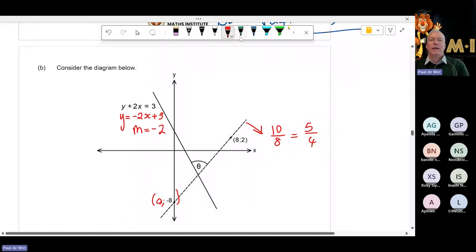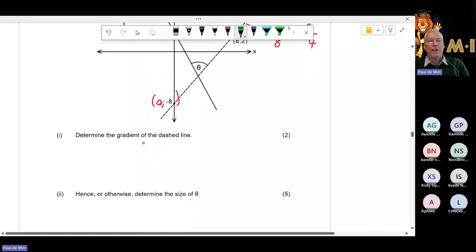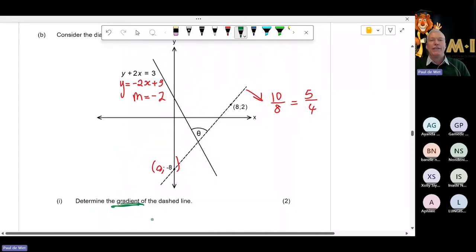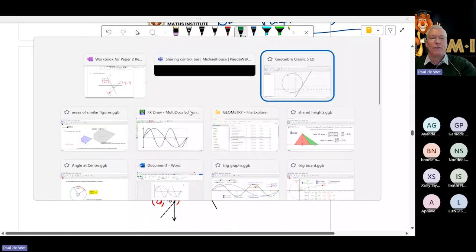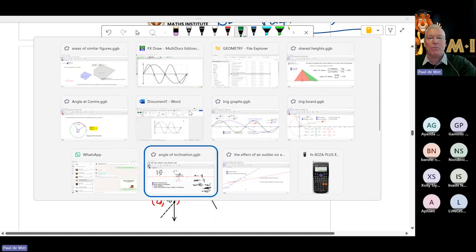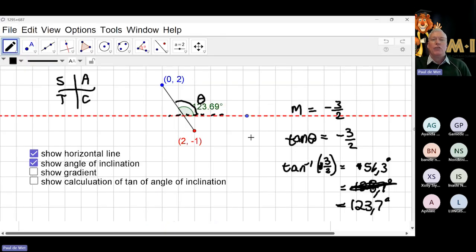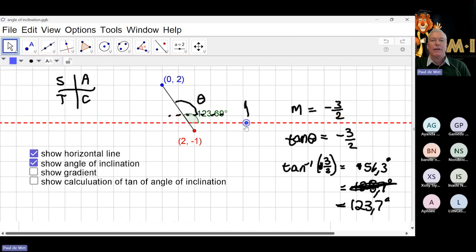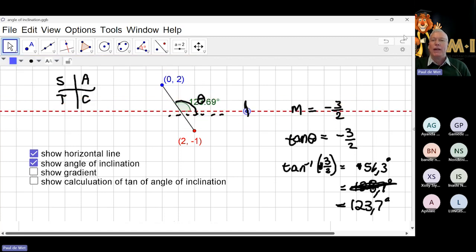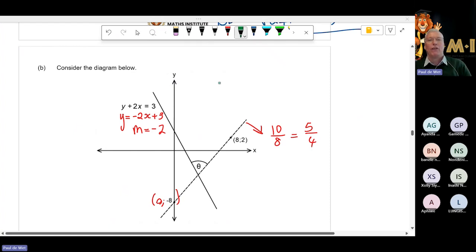Now, whenever I do angle of inclination, I'm going to use angle of inclination here because of this word here: work out the gradient, hence, using what you've just done, find the size of theta. Do you remember my angle of inclination sketch? I'm going to find it quickly. I've probably still got it open. There it is. It doesn't matter where I put the horizontal line. It can go anywhere. Watch where I'm going to put the horizontal line here.